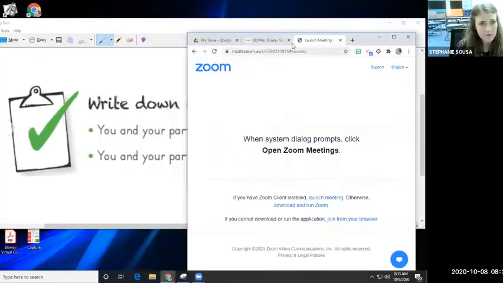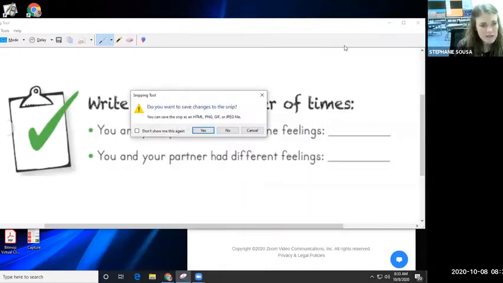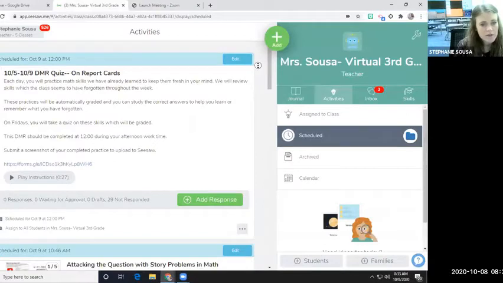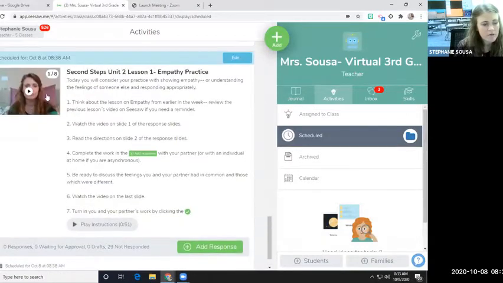We are going to continue our conversation around understanding the emotions of others. We have a pretty interactive activity today where you're going to be partnered up with someone and see if you have the same feelings as that person or different feelings. Let me get this pulled up. Alrighty, this will be released to you in a little bit, but for now, we're just going to watch the video and look at the directions to make sure we understand.